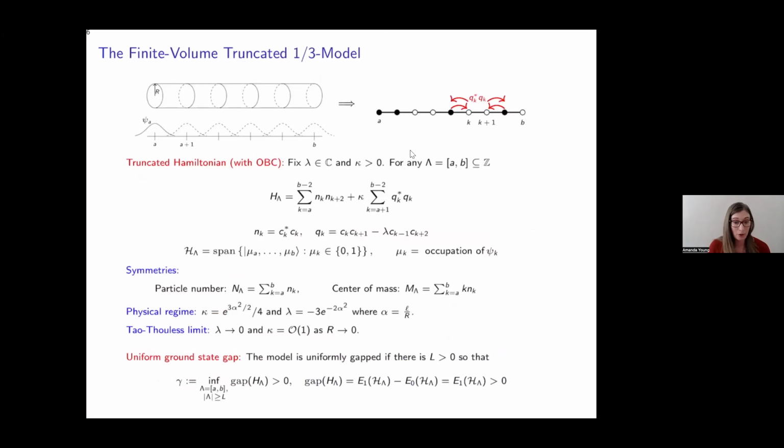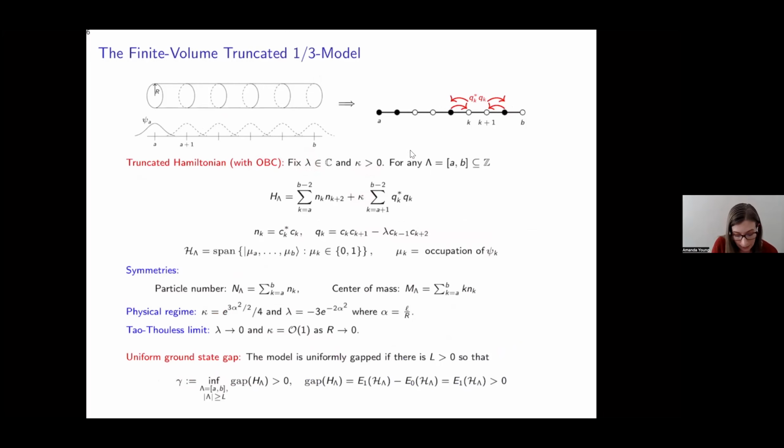So to be a bit more concrete, here is the actual finite volume truncated model that we take. Instead of keeping the physical parameters that I had on the previous slide, I'll renormalize them and just use two parameters, kappa and lambda. Lambda will be allowed to be any complex number and kappa will be taken to be positive.